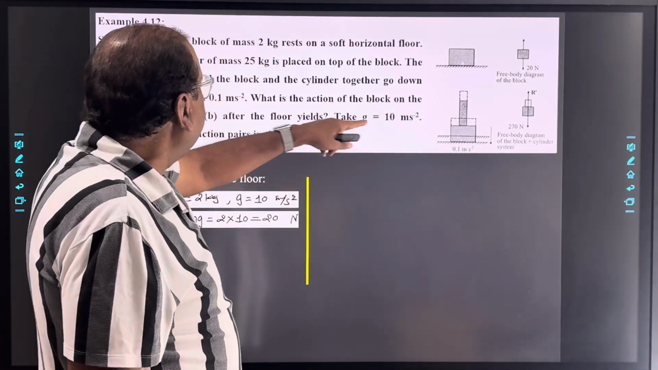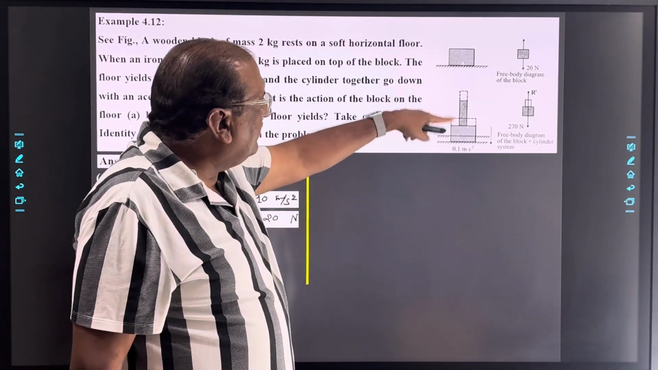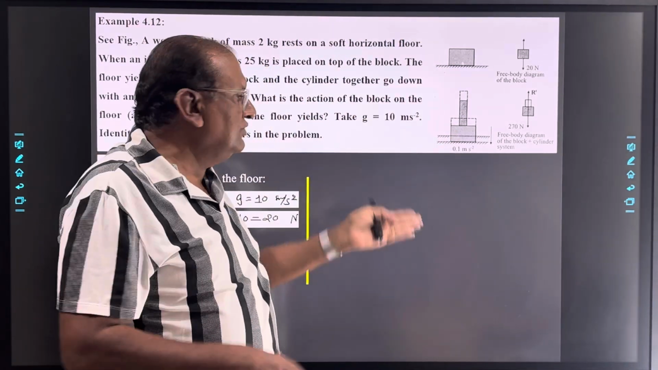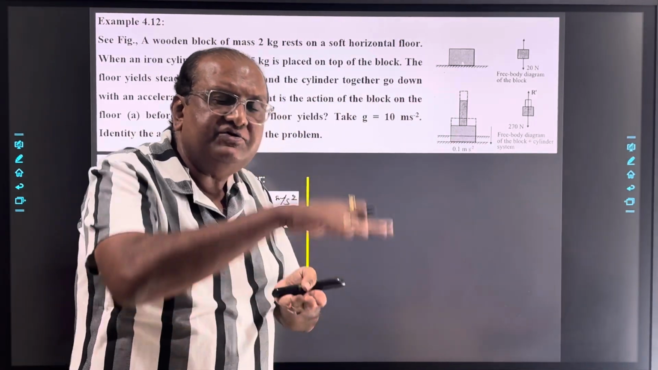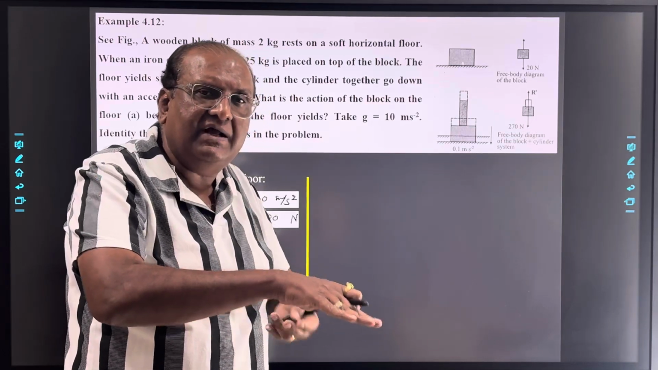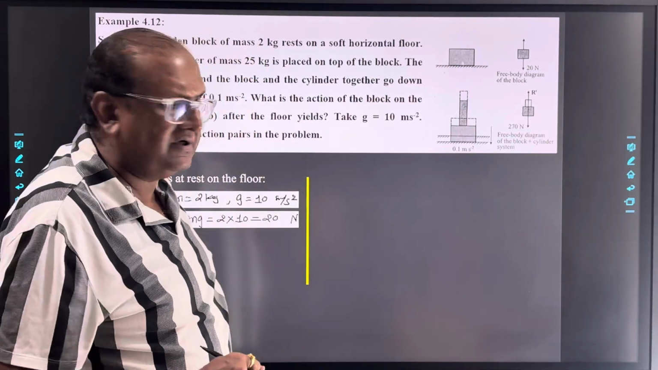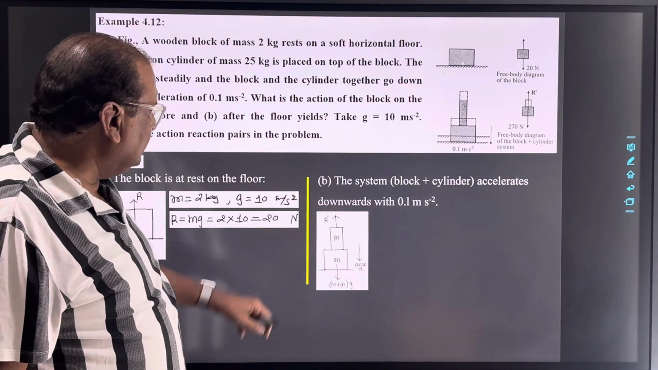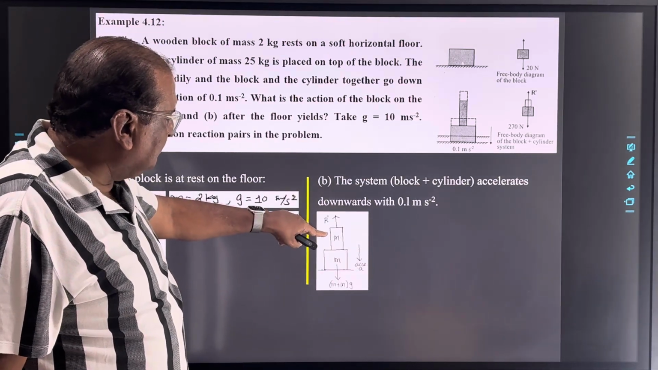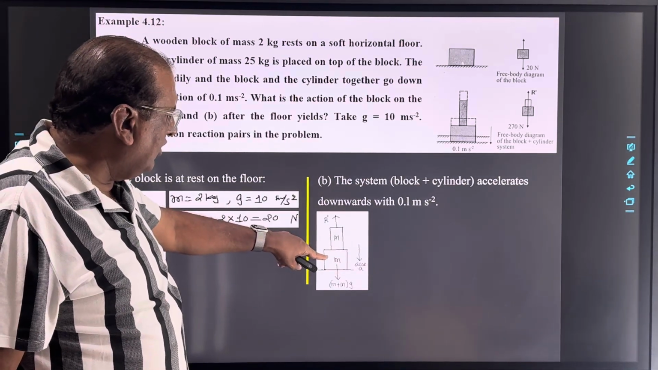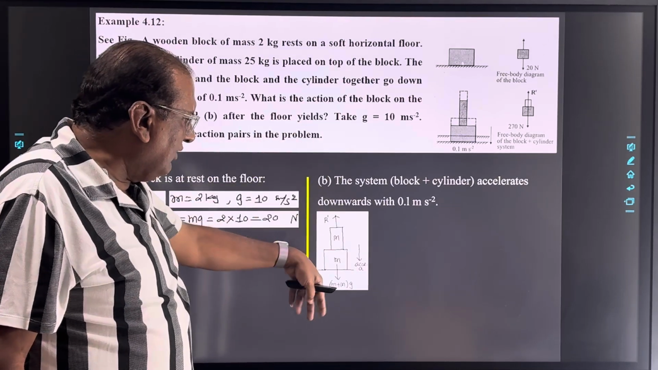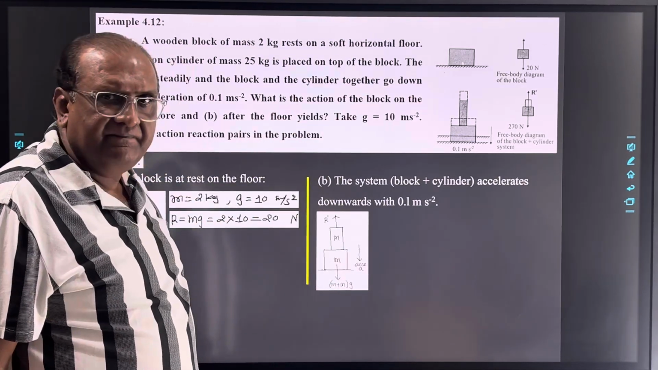what do we do? Here a cylinder of mass 25 kg is placed on the block. So the floor yields. So the entire system moves in downward direction with acceleration a. So here the situation is like this. Mass of the cylinder capital M, of the block small m. This system moves downward with acceleration a, right?